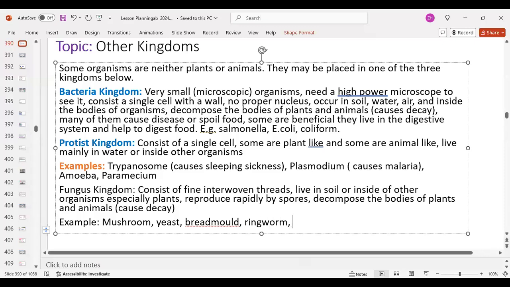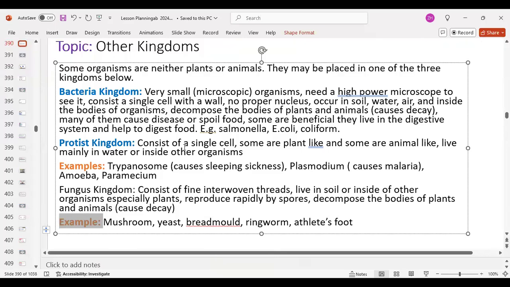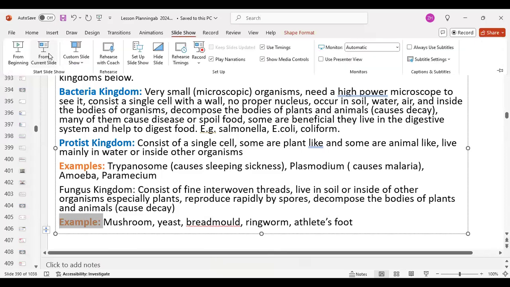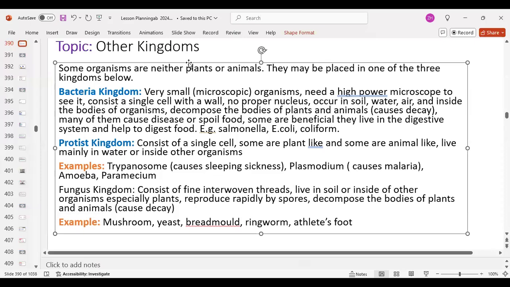Ringworm, athlete's foot. Everyone knows athlete's foot? You know what that is? Yes, sir. Smell bad. Yeah, it is a fungi. Shifting clouds in the mall. Is that a fungi too? I did not know that. Yes, sir. All right, so these are your other kingdoms.